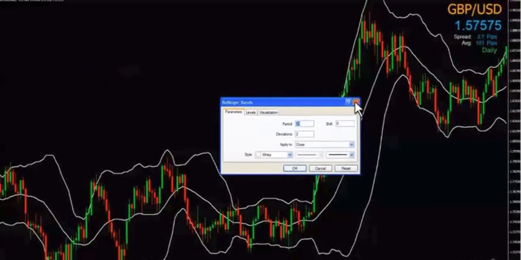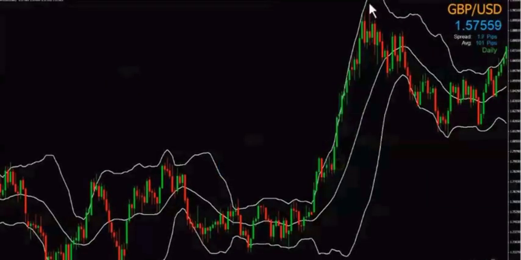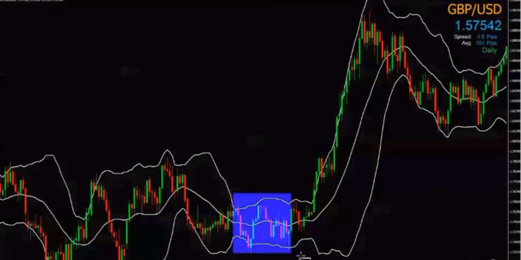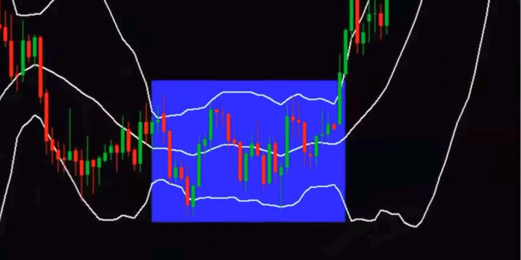Bollinger Bands can be used in ranging or choppy markets, that is, during times of consolidation like here, and also in trending markets. Therefore, this tool can be used by scalpers, day traders, and even long-term traders. Let's firstly take a look at how we can trade these bands in tight ranging conditions.